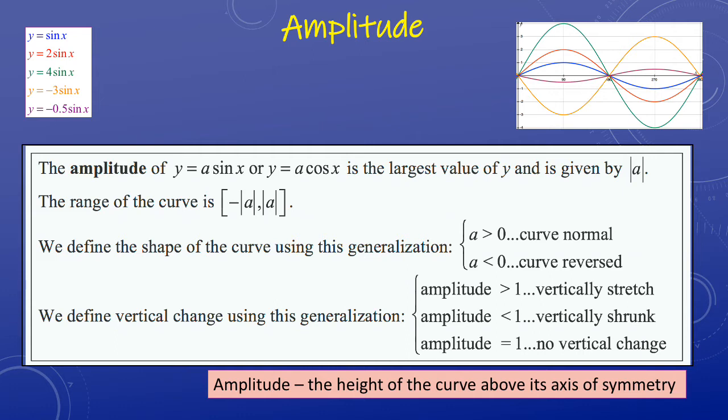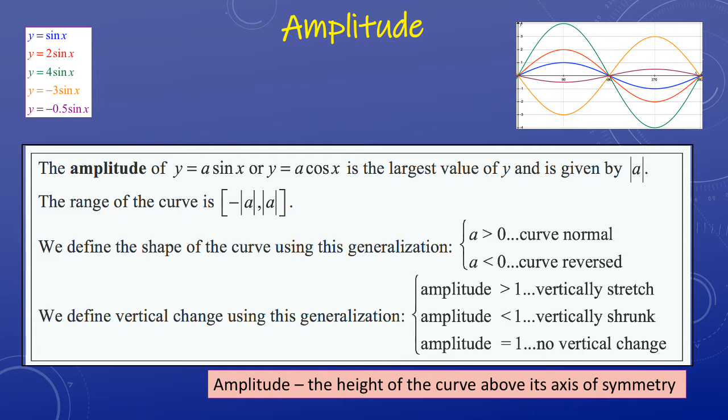We will define the shape of the curve using this generalization. If a is greater than 0, we say that the curve is normal. But if a is less than 0, then we say that the curve is reversed. And then finally, we define vertical change using this set of information. If the amplitude is greater than 1, we say that the curve is vertically stretched. If the amplitude is less than 1, then we say that the curve is vertically shrunk. And if the amplitude is equal to 1, that means that there is no vertical change.